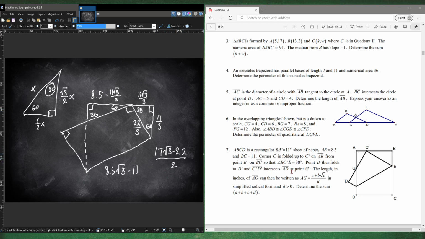And then we have to put that in the right form, so negative 22 plus 17 square root 3 over 2. And now you say A, B, C, and D. Now add them together. So that's 2, 5, 22 minus 22, 0. So that is your answer for number 7. And that's basically it.